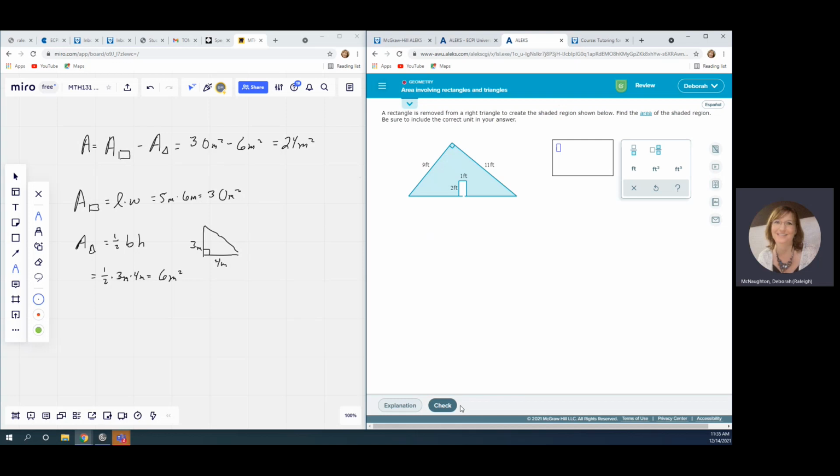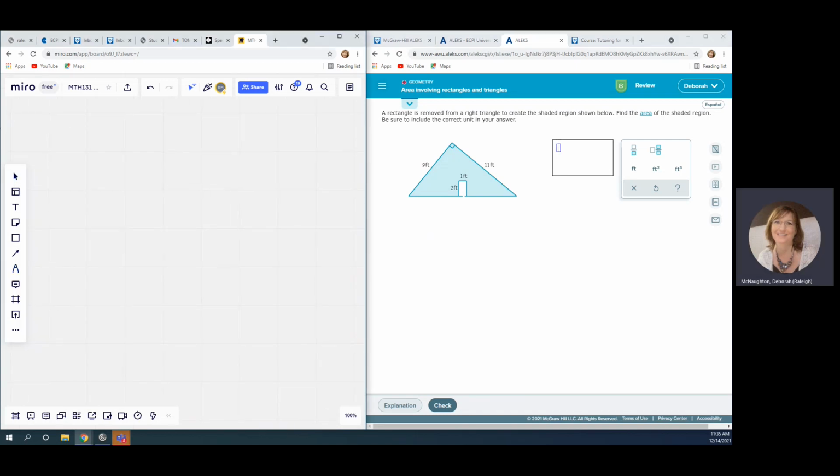If it gives me one that's weird. Okay, and then now it's giving me a triangle with a rectangle in the middle. So this time, you're always going to take the bigger shape and subtract the smaller shape. So this time our bigger shape is the triangle. So this will be the area is the area of the triangle minus the area of the rectangle. So it's the opposite of the first one because our triangle is bigger.